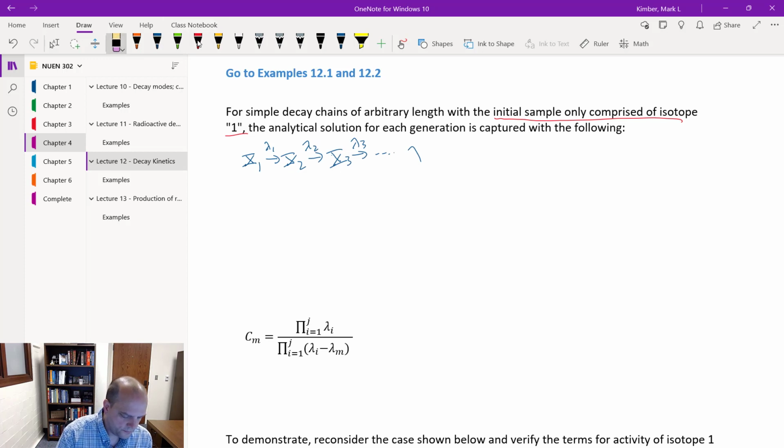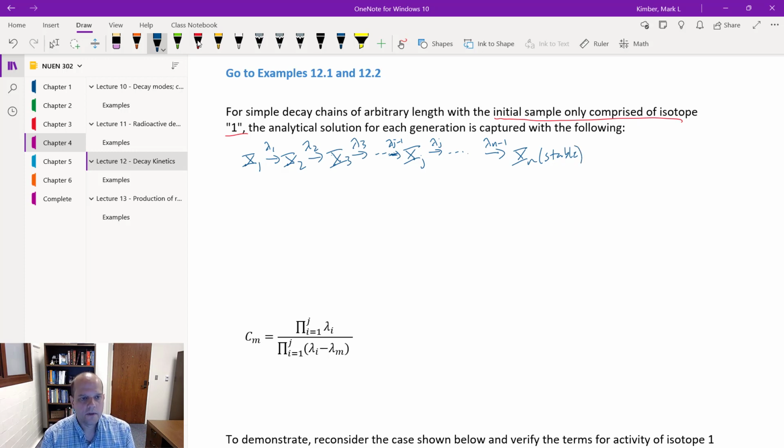And then we'll have some xj, that's the more generic term here, which will come from a lambda j minus 1 decay constant, and then have a decay constant of lambda j. And eventually we'll have some stable isotope xn, which has a decay constant preceding it of lambda n minus 1. And so this is the scenario that we're talking about in arbitrary length.